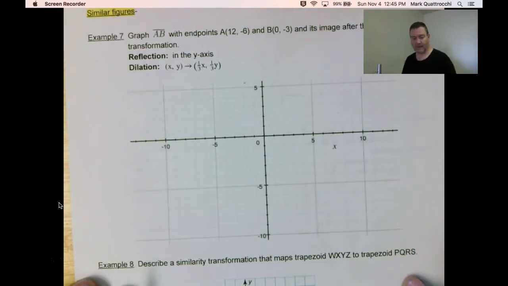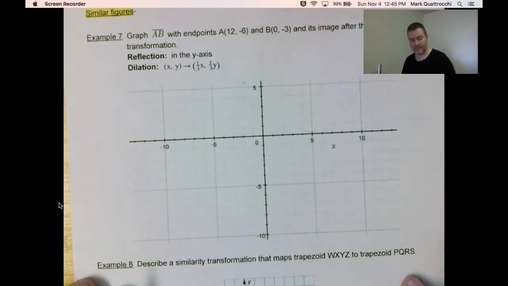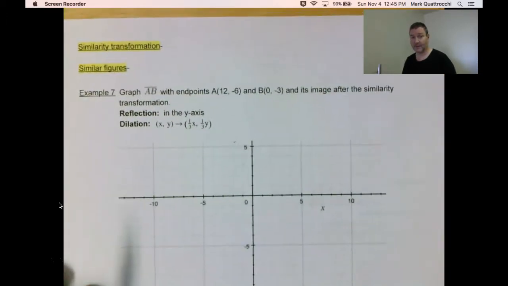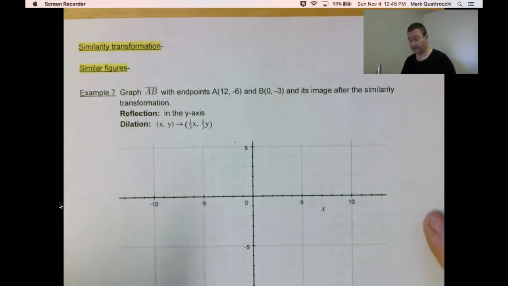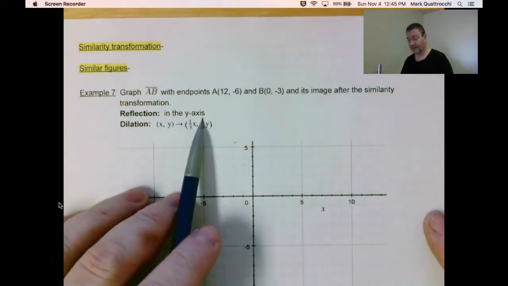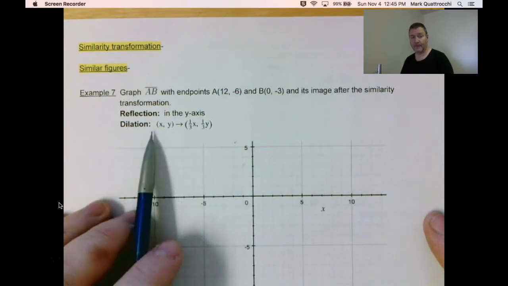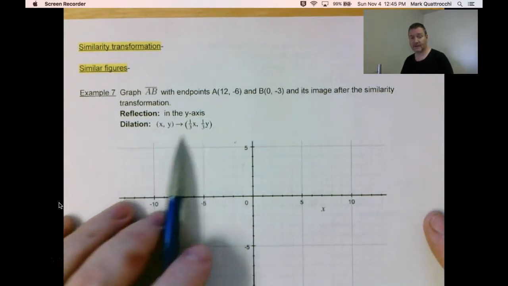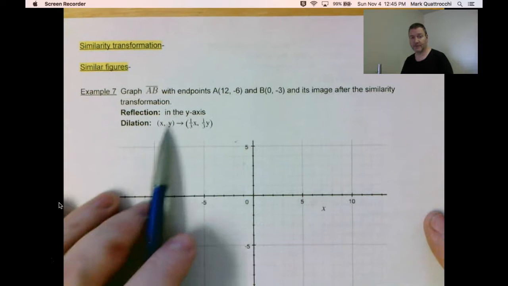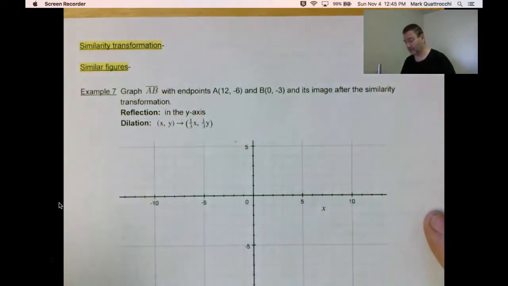We're going to do a glide reflection and a dilation. We're doing a composition of two transformations. We're going to reflect in the y-axis, and then we're going to do a dilation of 1/3. So this rule tells me that the center of dilation is the origin, and we're multiplying by 1/3.